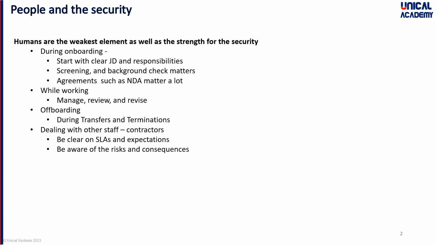People and security. Humans are the weakest element as well as the strength for any security for any organization. The first step where enough precautions need to be taken is step 1, during onboarding. Before inducting any individual, be clear on the job description and the responsibilities for that particular job.